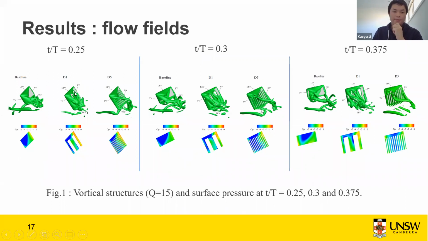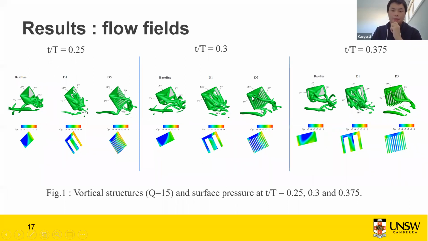If we look at t equal to 0.25, you can find that the low negative CP in the mid-span accounts for the low CL for the D1 case. And for these 2 cases, the surface pressure distribution is similar, I mean, for a given span-wise position. But if you look at the tip vortex, you can find that the baseline has a larger tip vortex than the D5.